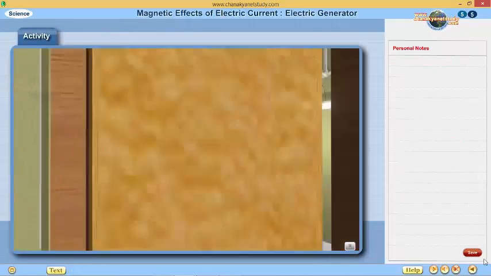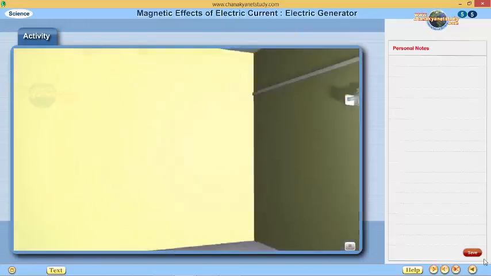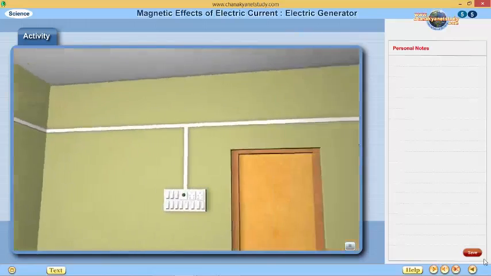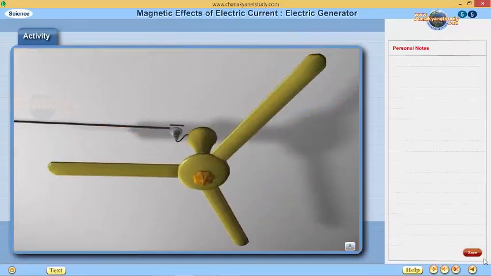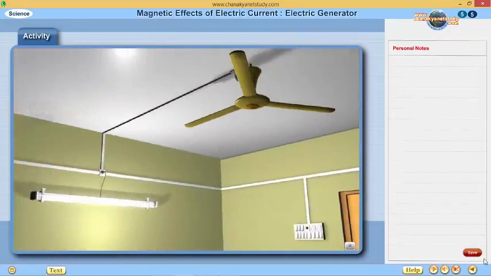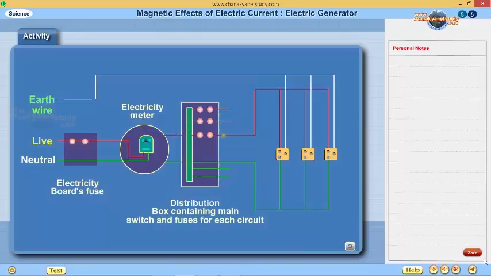Activity: a three-dimensional view of electric supply from the electric meter of a living room in the house is shown in the figure. Then the explanatory sketch is shown to know the live current wire, neutral and the earth wire connection in the circuit.